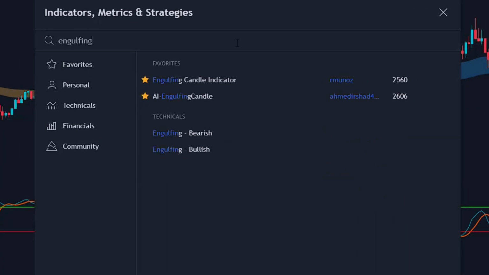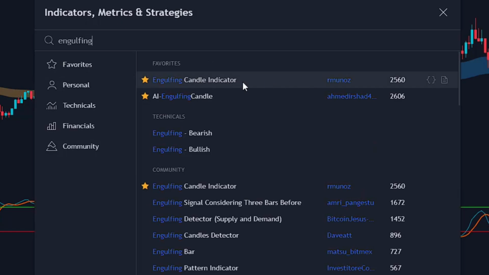Lastly, we need to add the engulfing candle indicator. Go back to the indicators menu and search for engulfing candle.